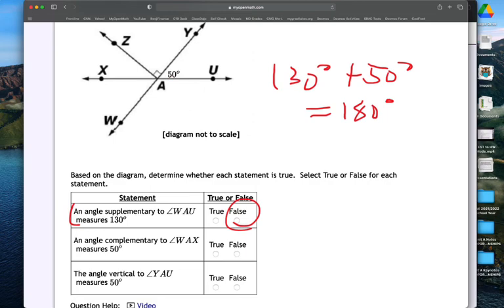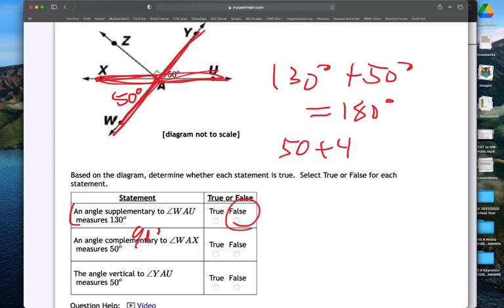An angle complementary to WAX, well, WAX happens to be this angle right here. So an angle that's complementary to that, remember complementary angles add to 90, measures 50 degrees. Well, because that angle is vertical to this one, because we've got these two lines intersecting each other, this angle here happens to be 50 degrees. So an angle complementary to 50 is actually 40 degrees. So this is actually false as well.